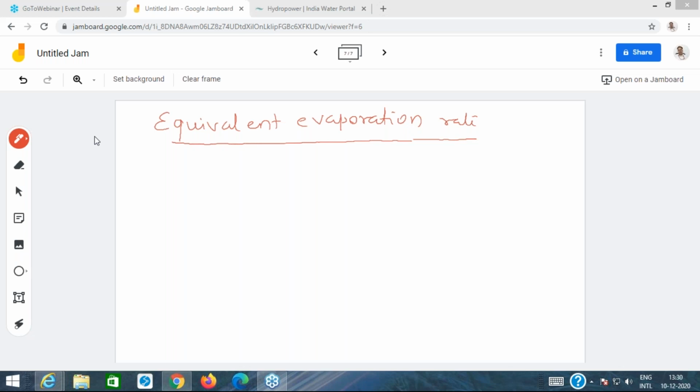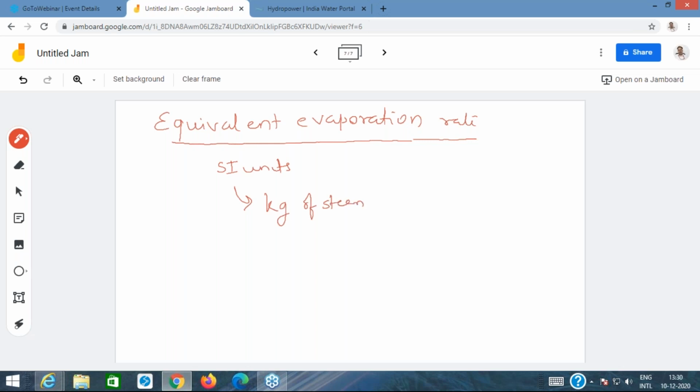So the unit is either kgs of steam generated per second, or kgs of steam generated by burning 1 kg of fuel. So the SI units are either kg of steam evaporated per kg of fuel, or kg of steam per unit time.